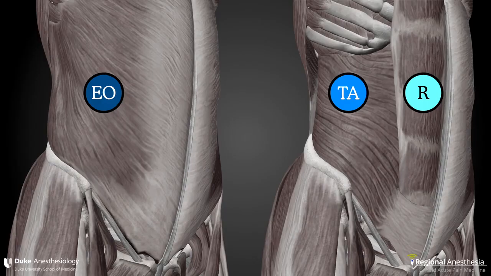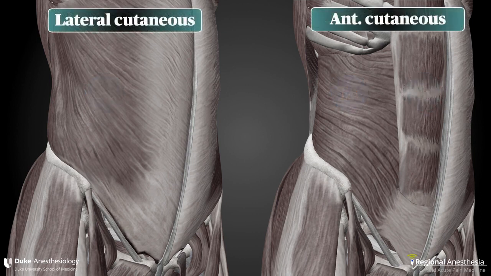Here we see the superficial muscles of the abdomen. On the left, the external oblique and its aponeurosis cover the entire lateral abdominal wall. On the right, we've peeled away the external and internal obliques, and we can see the transversus abdominis and rectus abdominis muscles. We've done this with a purpose so we can see both the lateral and anterior cutaneous branches of the relevant nerves and where they travel.